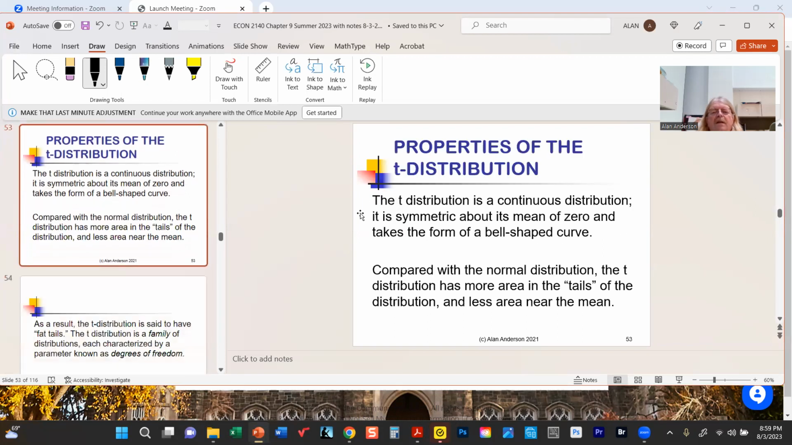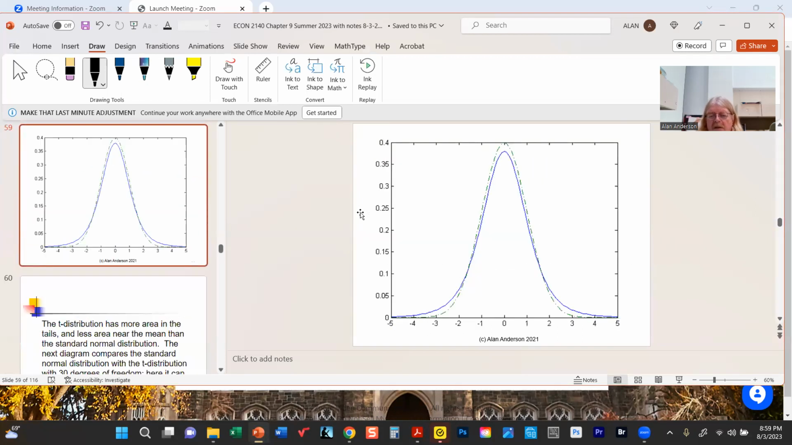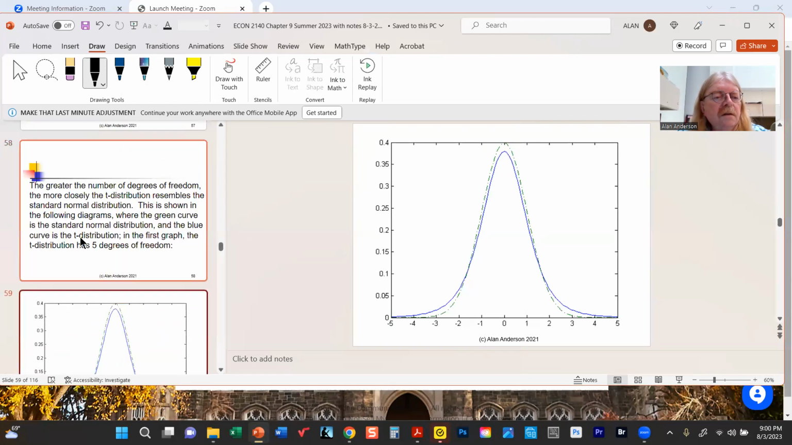Now, what is this thing all about? Well, first of all, I have a graph in here somewhere. And what I've done is this is actually not even Excel anymore. I needed something a little more sophisticated. The blue is actually the t distribution. The green is standard normal.